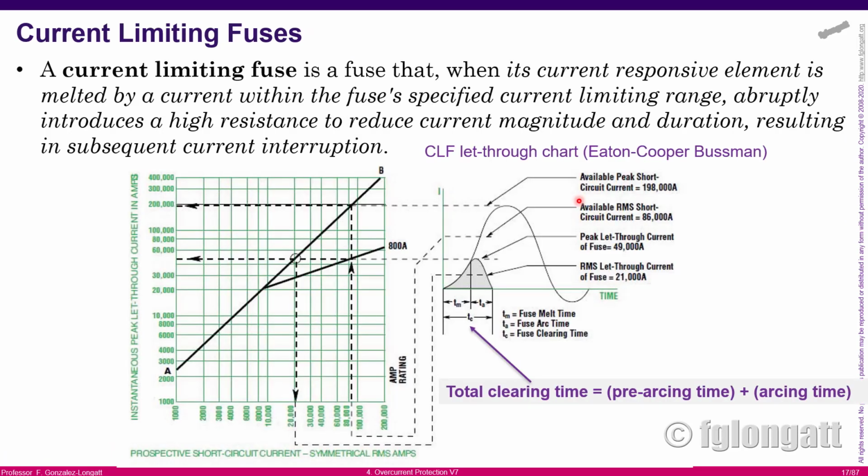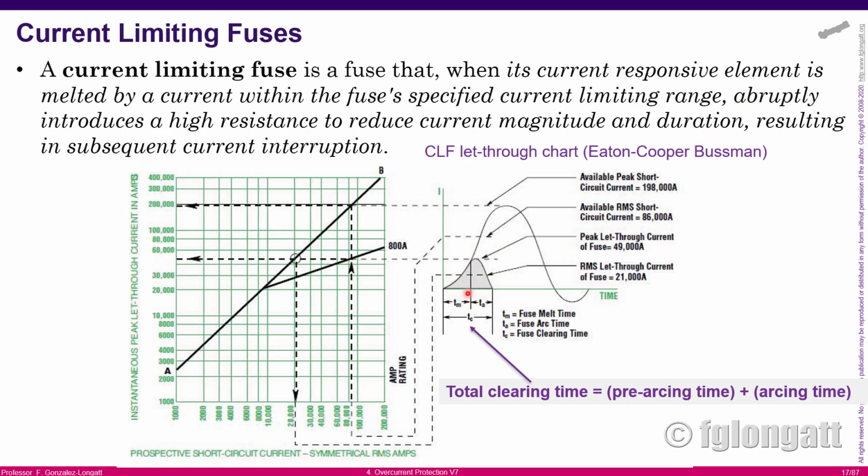Current limiting fuses have a very interesting characteristic. When the fuse element is melting, the current starts to introduce a big resistance, but it's a controlled resistance based in physics that tries to keep the magnitude and duration of the interruption controlled in a formal way.